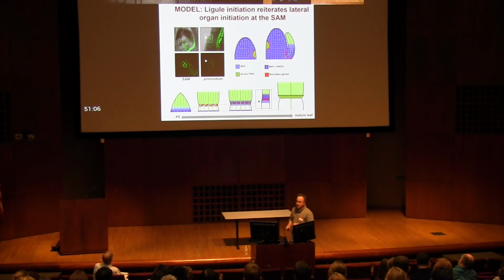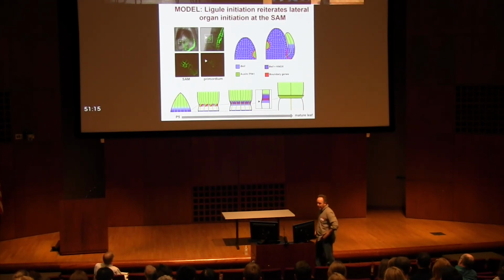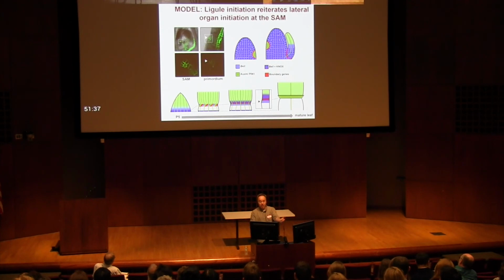So here's basically the model. It's a crazy model. We actually formed this model by drawing all over Sarah Haig's walls in her living room during a meeting we had. And this is the final version. It's complicated, but basically, okay, ligule initiation reiterates lateral organ initiation, but it's not completely reiterated. If you look at, for example, the localization of PIN protein, it connects to the vasculature in a leaf primordium. It doesn't connect to the vasculature in a ligule. These ligules, in maize anyway, are not vascularized.